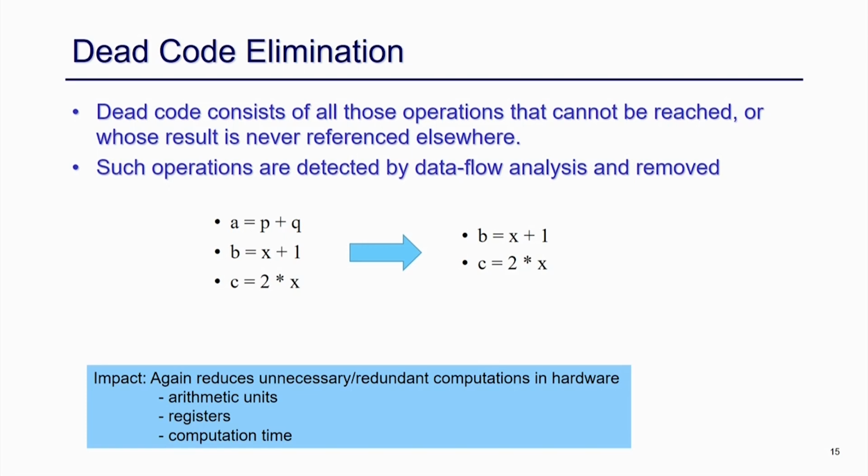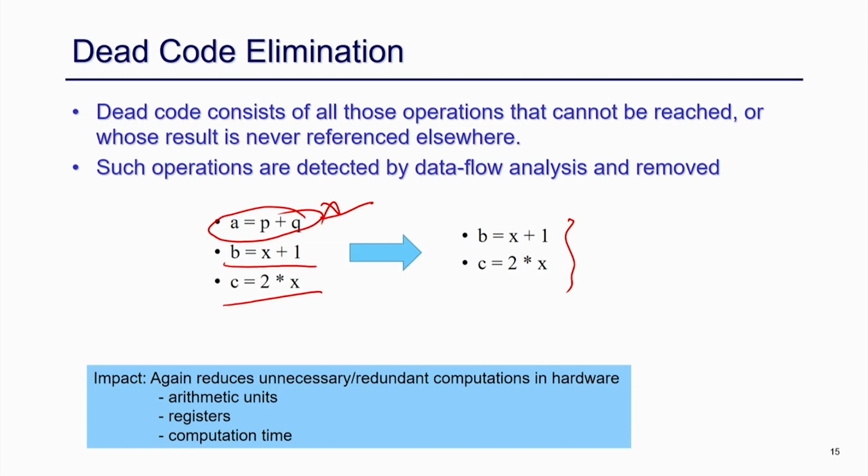In that case, you can simply remove that particular dead code, because it does not have any impact on the generated output. For example, here you can see a equal to p plus q, and then you have b equal to x plus 1 and c equal to 2 into x. This does not have any impact here, so I can simply delete this dead code, and my final operation will become b equal to x plus 1 and c equal to 2 into x.